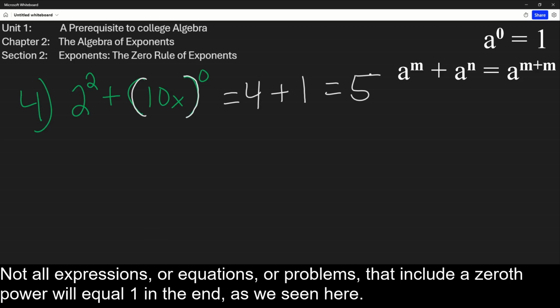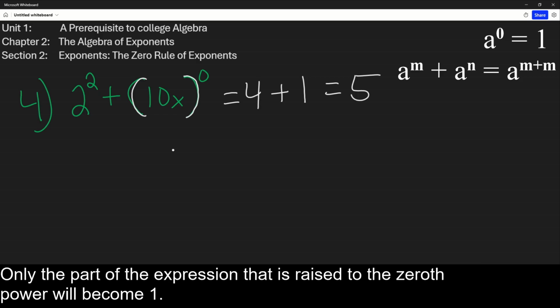Not all expressions or equations or problems that include a 0th power will equal 1 in the end, as we've seen here. Only the part of the expression that is raised to the 0th power will become 1.